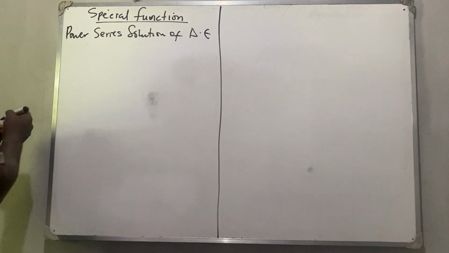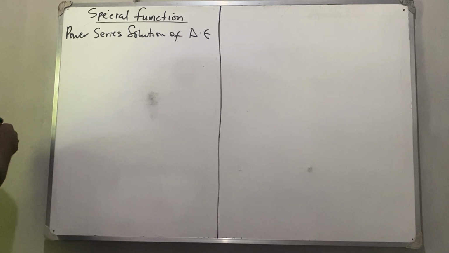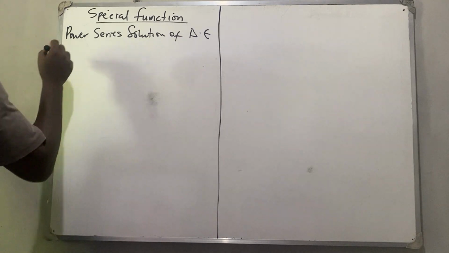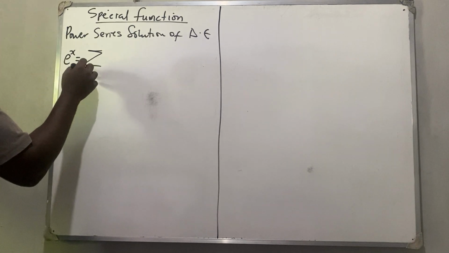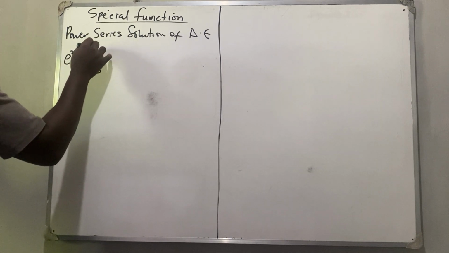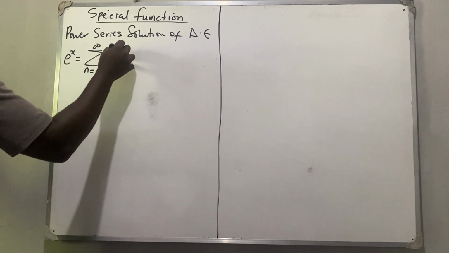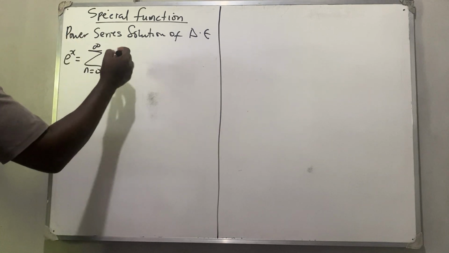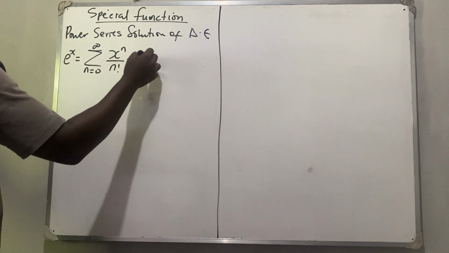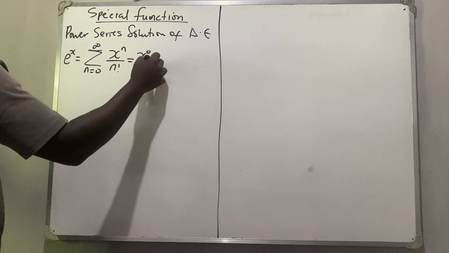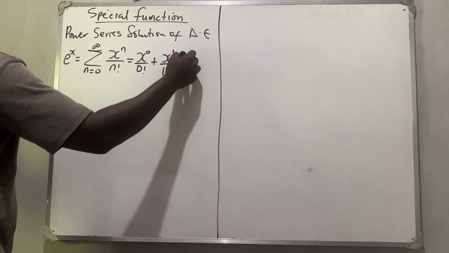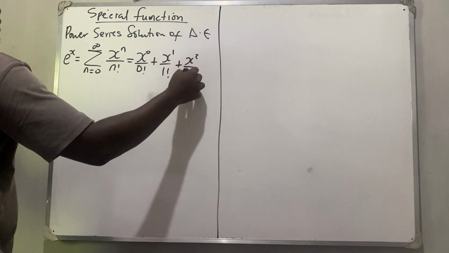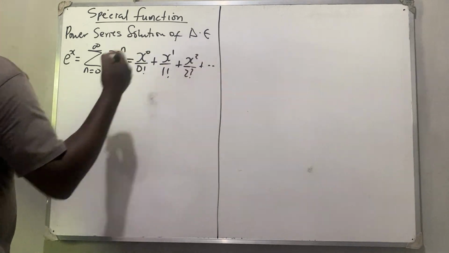Okay, now if you can remember that the series expansion of e raised to power x is given as the summation of n starting from 0 to infinity of x raised to power n over n factorial, which means that this is x raised to power 0 over 0 factorial plus x raised to power 1 over 1 factorial plus x raised to power 2 over 2 factorial plus dot dot dot, it continues.